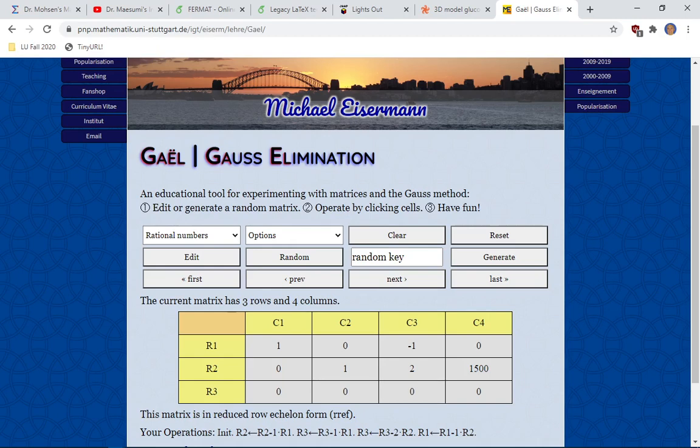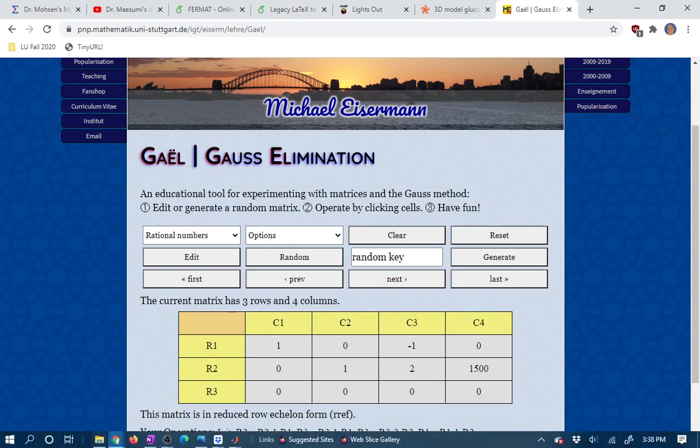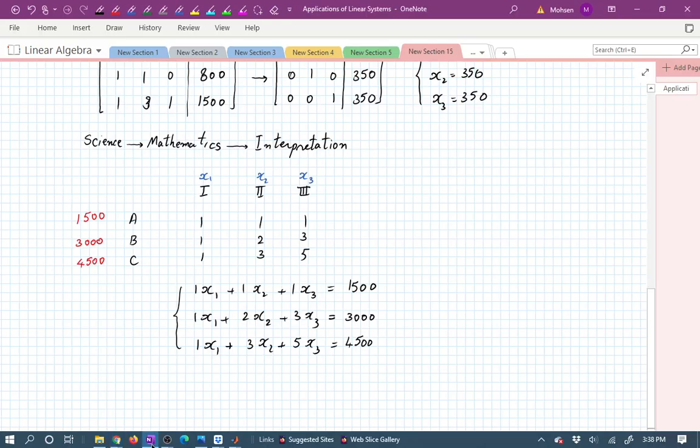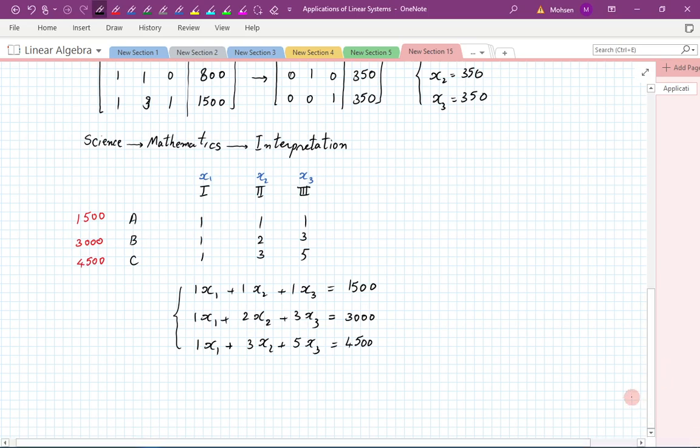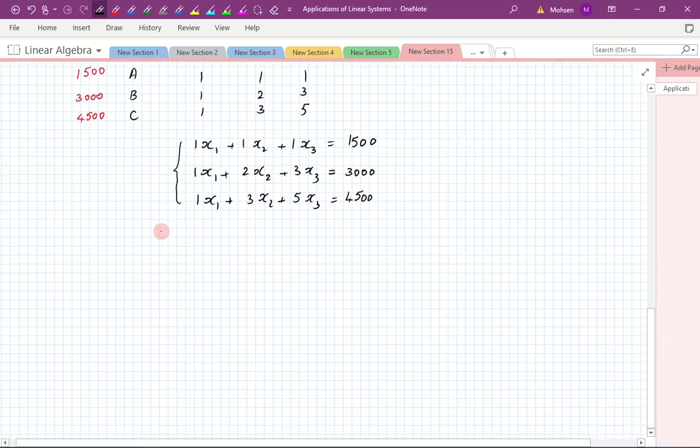Okay, let's continue this on paper so that I can write what I'm going to write. So what we did is, write this as a matrix. We had 1 1 1 1500, 1 2 3 3000, 1 3 5 4500. Do the Gauss-Jordan magic.